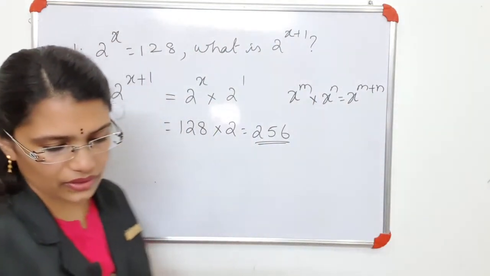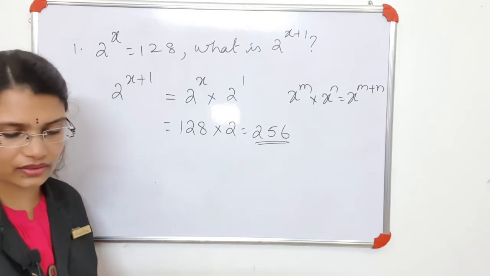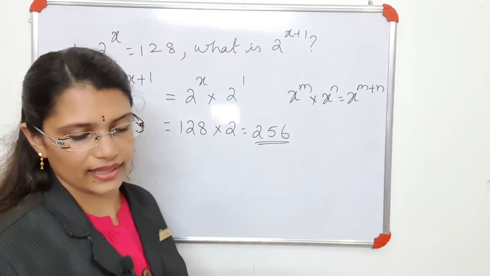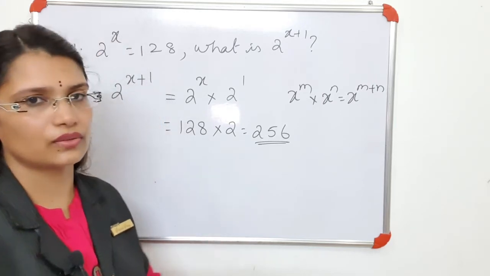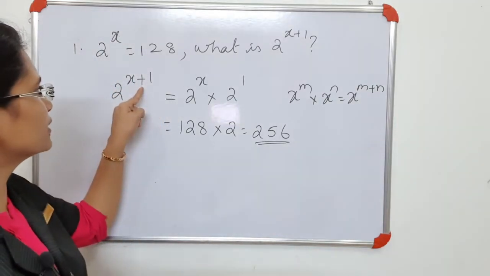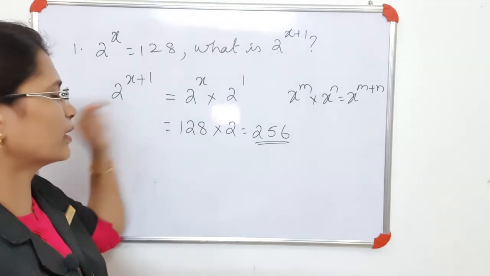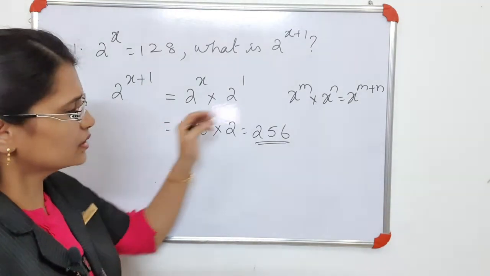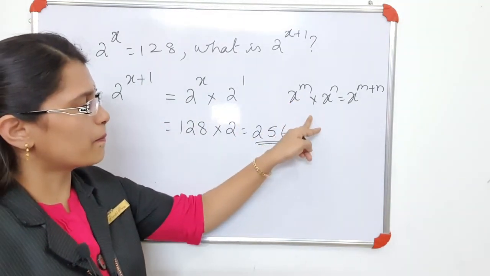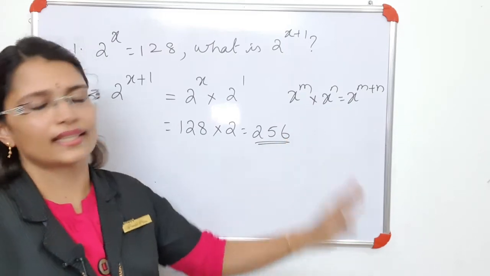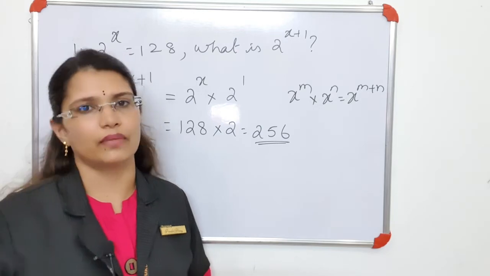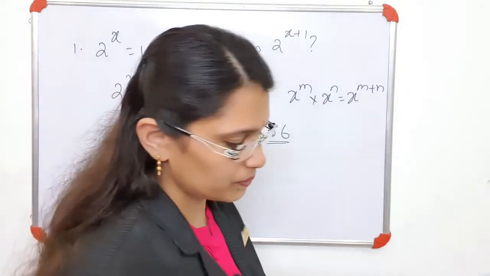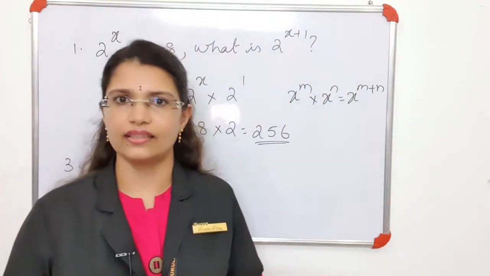Now the second question is, if 3 raised to x is equal to 729, what is 3 raised to x minus 1? That you do as homework. The only difference is here it is x minus 1 and 3. So x raised to m divided by x raised to n is equal to x raised to m minus n. So do that. Okay. Then the third question.